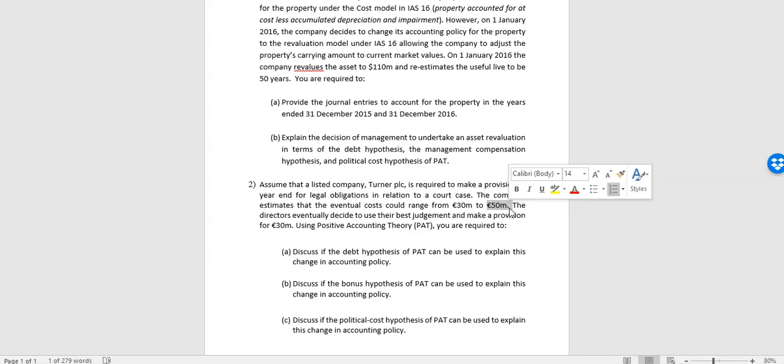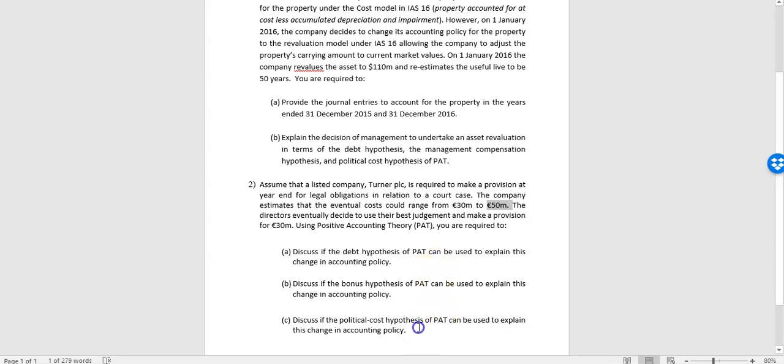So again, we're just trying to show you these are short enough answers when you see them coming out, but we want you to be able to explain through each one. What does the debt hypothesis predict? Can that help reconcile what the company's actually chosen there? What does the bonus plan or the political cost hypothesis predict? And can that be used to help explain it? It may not exactly explain it, but we're trying to get you to articulate your knowledge of what the hypothesis is, number one, and apply it to the particular scenario.